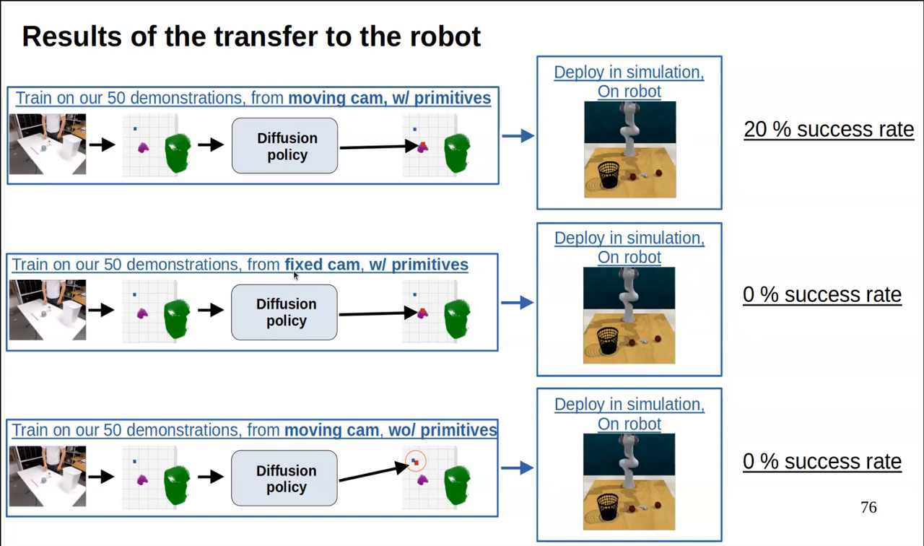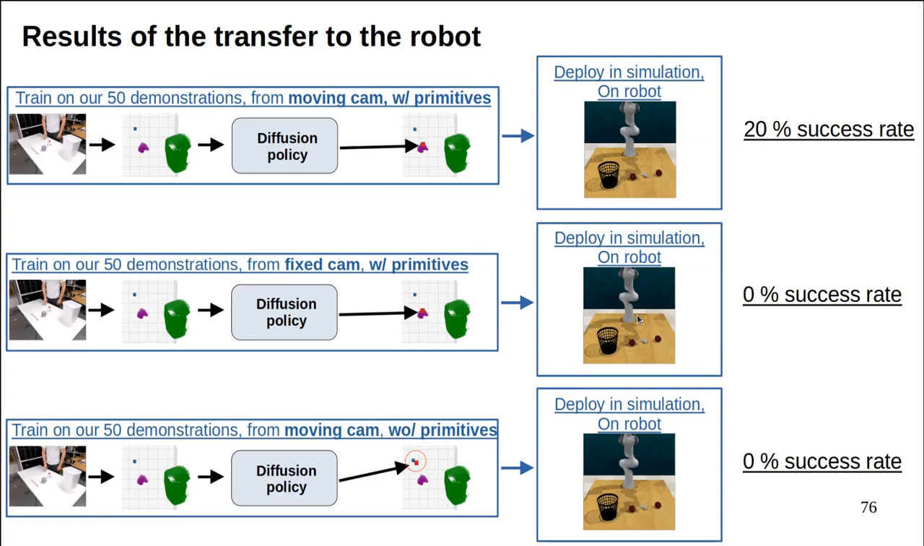So it means that if you use a fixed camera to collect your demonstrations, your model will be, in a way, overfitted to the camera viewpoint that you have in your data. And then it cannot deploy in a new viewpoint that you would have in your new setup.